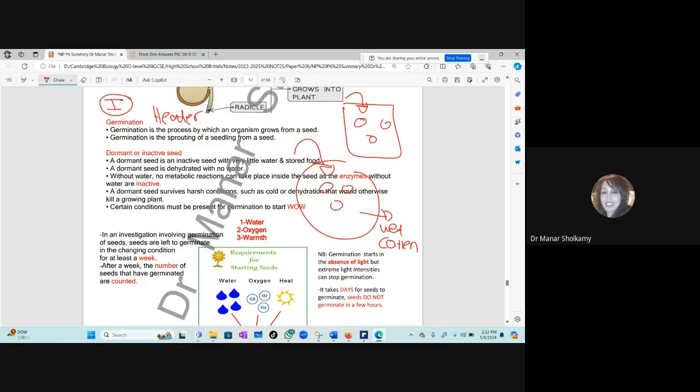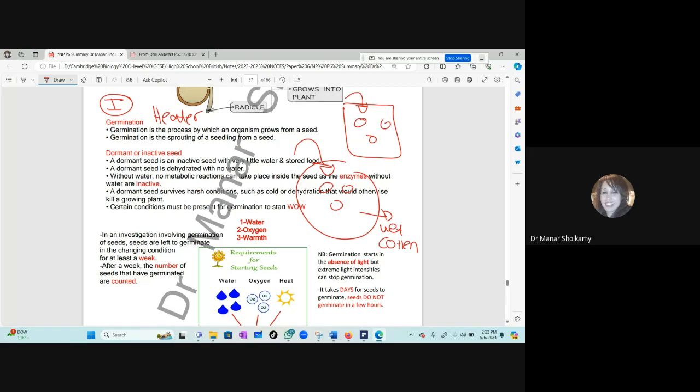How do I change the temperature? I will not put it in a thermostatically controlled water bath. The seeds will be soaked, they will die. I'm going to put the seeds in rooms of different temperatures. So here I will use a heater. If I will change the pH, I will add different pH buffer solutions in the soil or in the petri dish.